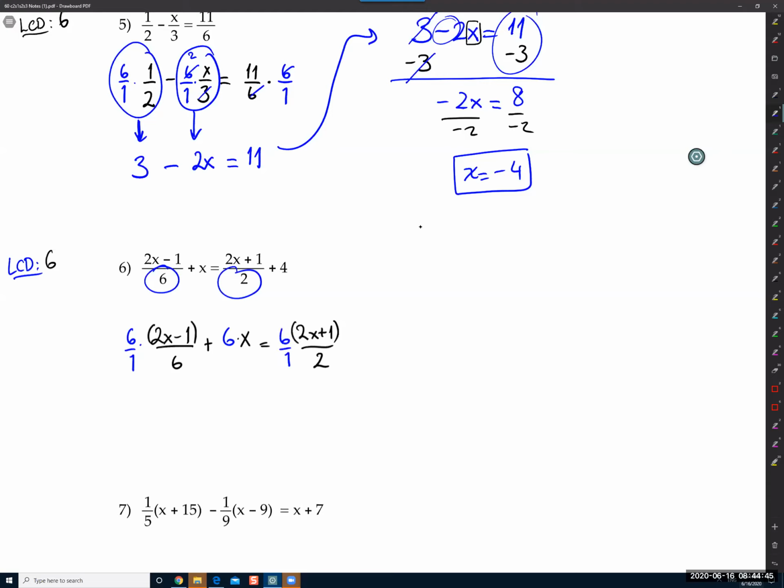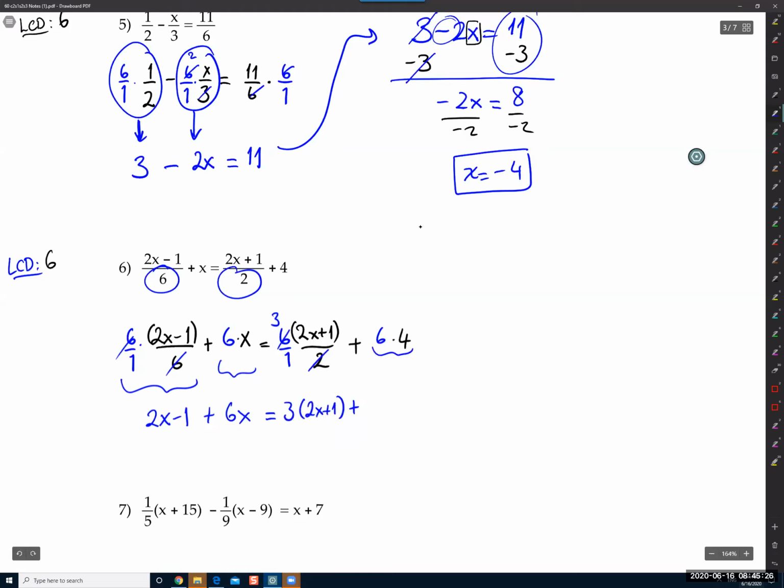The right side of the equation has two terms. The first term is 2x plus 1 divided by 2. The second term is 4. Both of them will be multiplied by 6. 4 times 6. The 6 and the 2 cancel each other. What's left from this term? 2x minus 1. And 6x, there's no way you can miss that, right? And 6 and 2 simplify each other. That's 3 times 2x plus 1. And this part is 24.